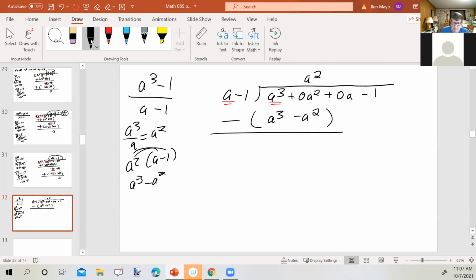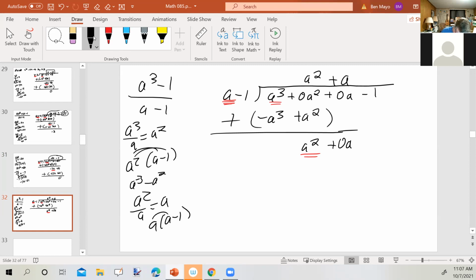Subtract this quantity from what's up above. Change it to addition of the opposite. And add up the columns. A cubed plus negative a cubed is 0. 0a squared plus a squared is a squared. Bring down the next term, the 0a. Start the process over. Leading term inside divided by leading term outside. A squared divided by a is a. A times a minus 1. A squared minus a.